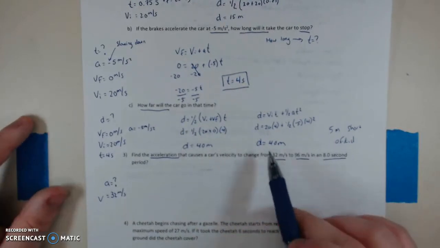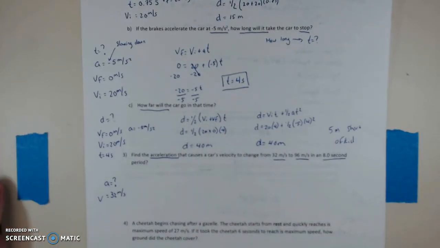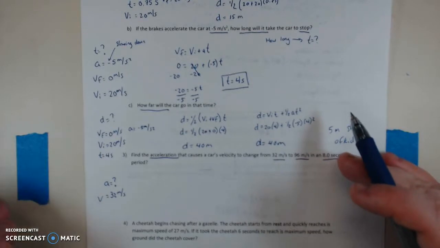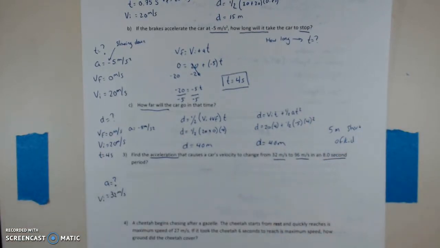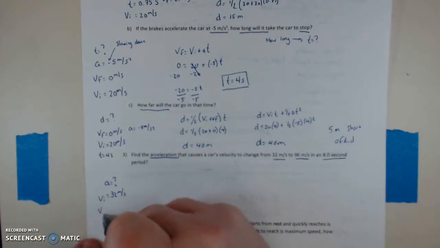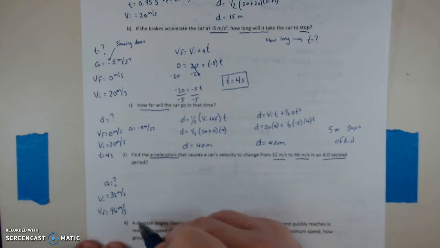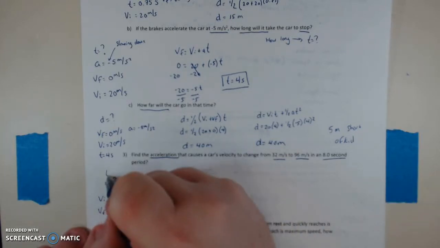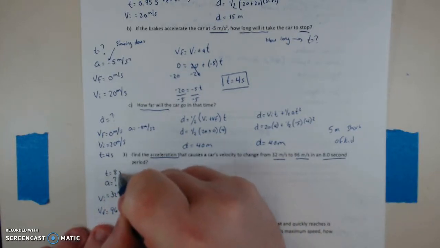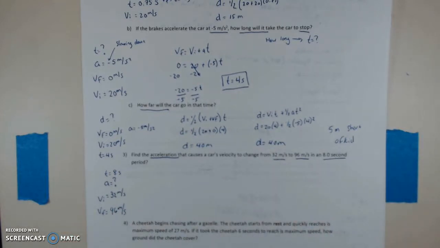Looking at this scenario, the context clues say from 32 to 96. So I'm pretty comfortable saying this would be the beginning speed, or the VI. On the other hand, our VF would be the other velocity of 96 meters per second. And finally, our T is going to be 8 seconds, because seconds can only be times.